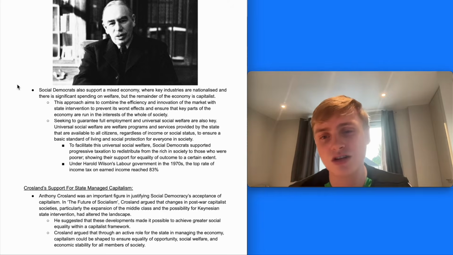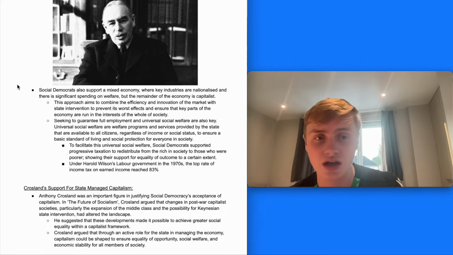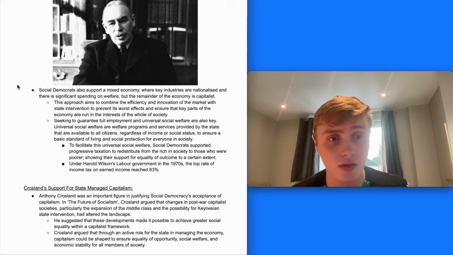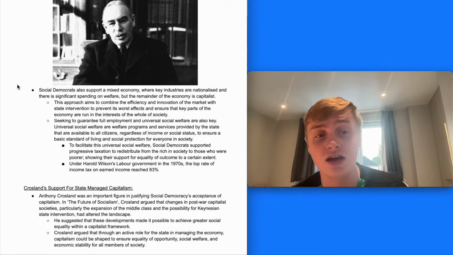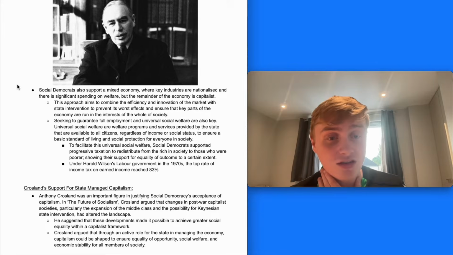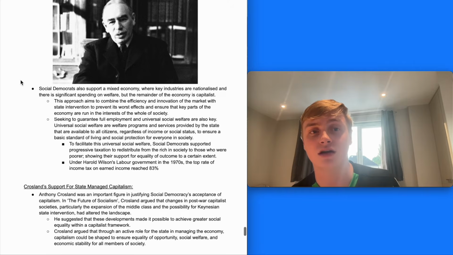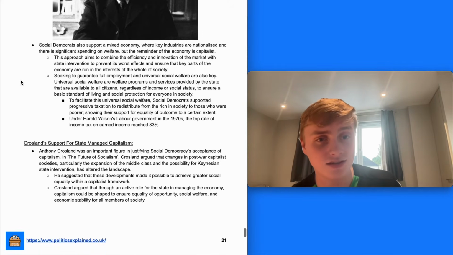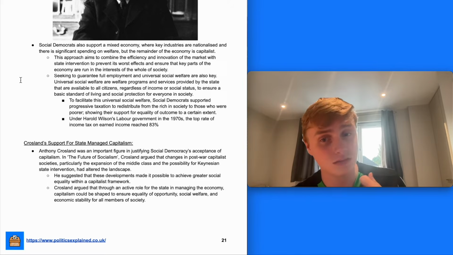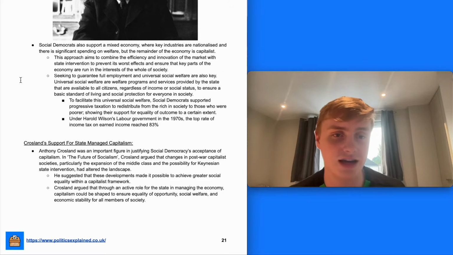So they aim to combine the efficiency and innovation of the market with state intervention of key industries that are run in the interest of everyone. And seeking to guarantee full employment and universal social welfare are also key. You see universal social welfare programs, where services are available to all citizens, regardless of their income and social status, so that there's a basic standard of living provided to everyone, are really key to the social democratic ideas. And to do this, they support some equality of outcome and redistribution through progressive taxation.